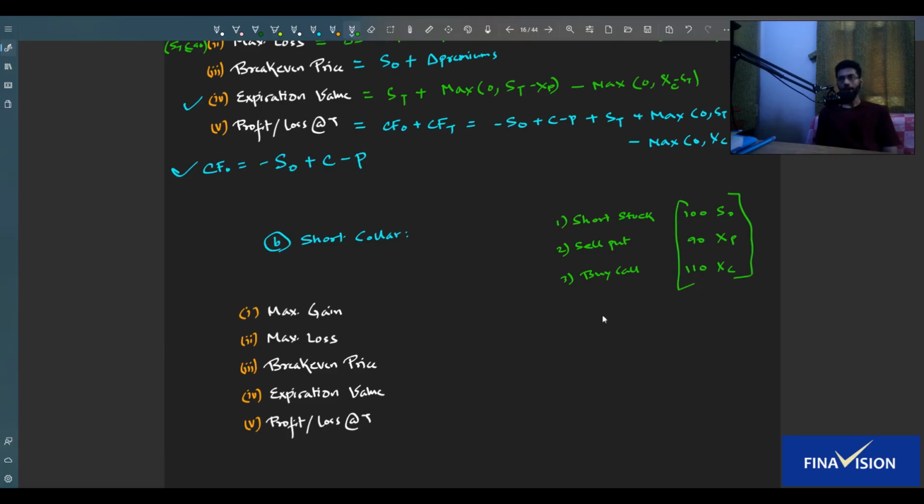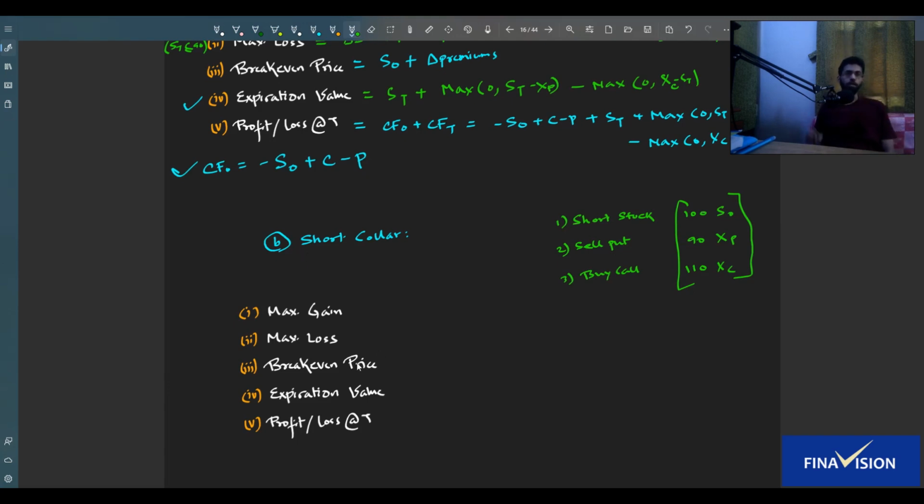Now, why are we doing this? We are doing this because we think the stock price is going to go down, so we short the stock, but then we think that it is going to go down but not too much, a little bit, so we sell the put. So we sell the put at 90, and we think that chances of going up are not there, but in case it does go beyond the point, we want to protect that, and also we want to make use of the premium that we have earned from selling the put, right? Now this is how short collar happens.